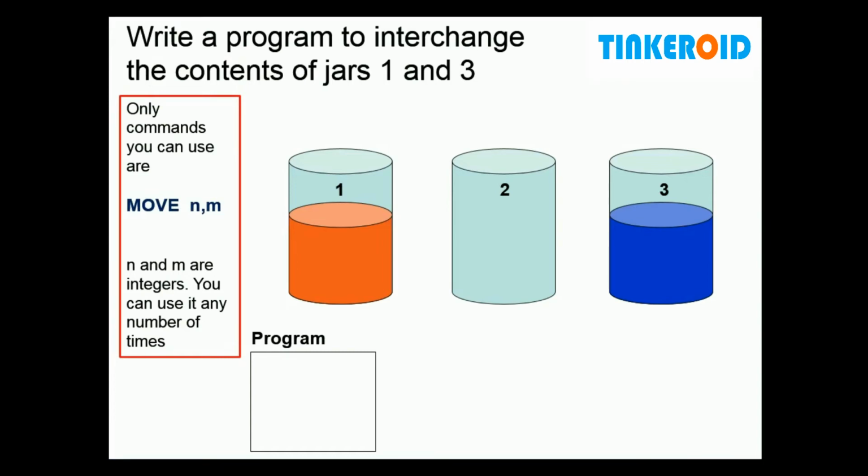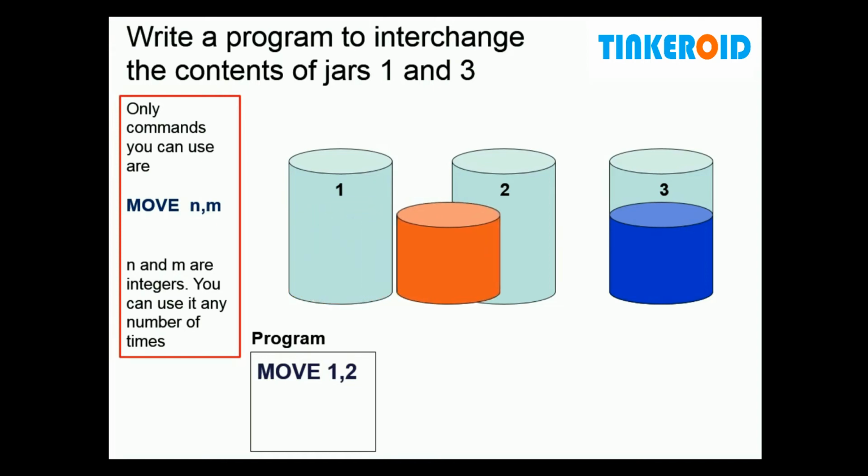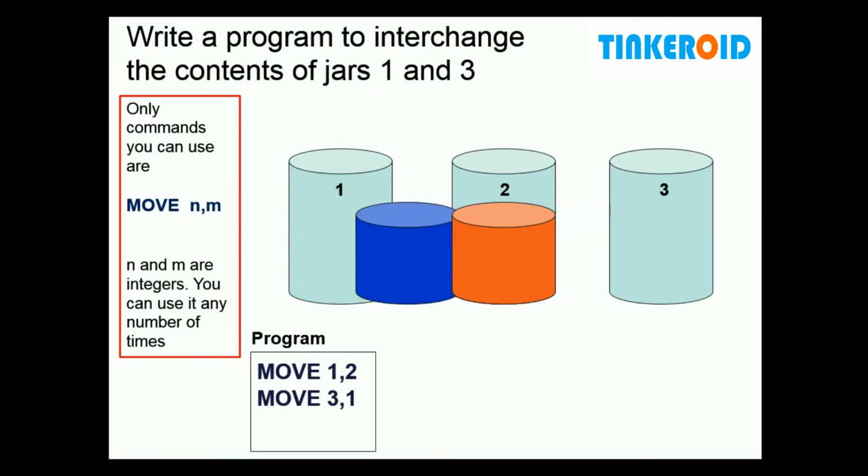So let's see how to write the program for interchanging the contents. So how do we do this? We will say move 1, 2. It means whatever is there in jar 1, move it to jar 2. Next we need to move the content in 3 to 1. Here, n is 3, m is 1. So we will say move 3, 1.